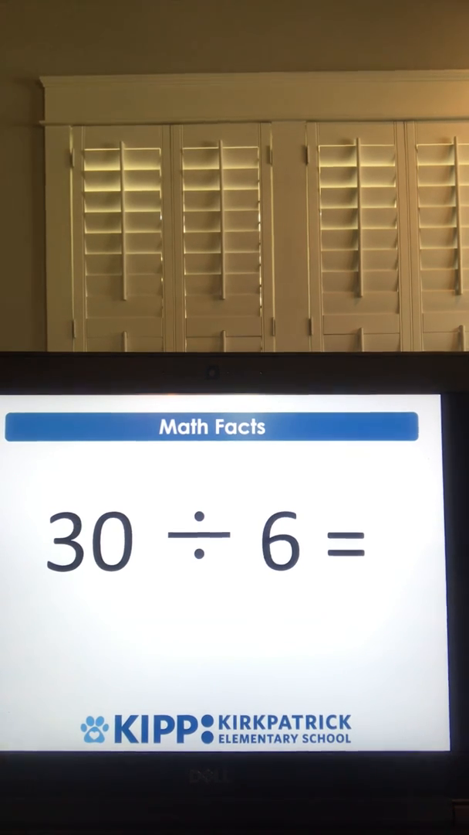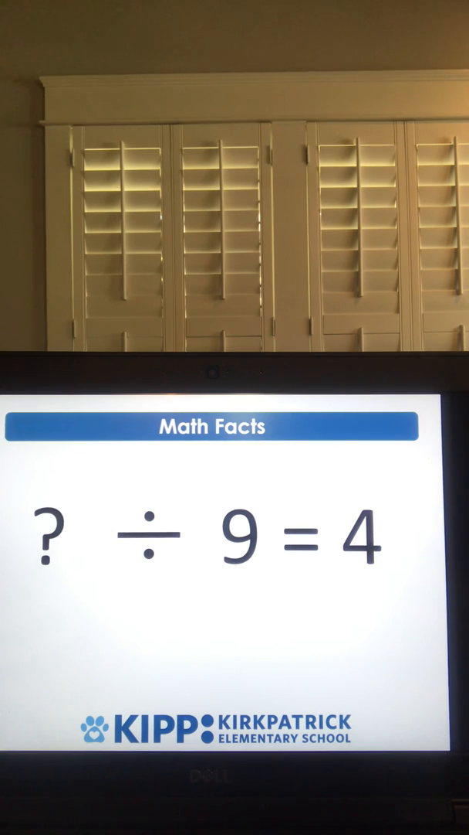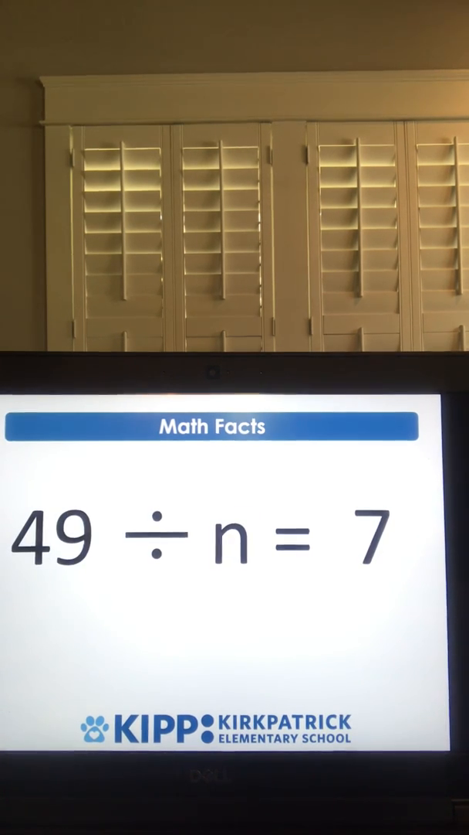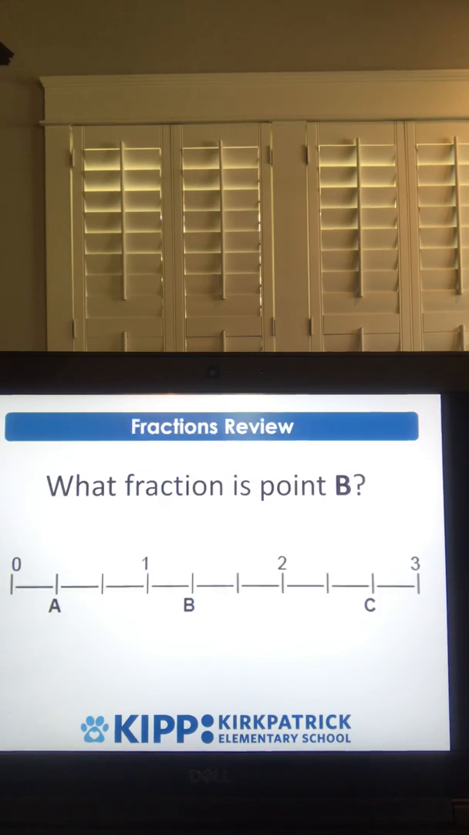50 divided by 5 equals 10. 30 divided by 6 equals 5. What number divided by 9 is the same as 4? That's 36. 49 divided by some number equals 7. N equals 7.